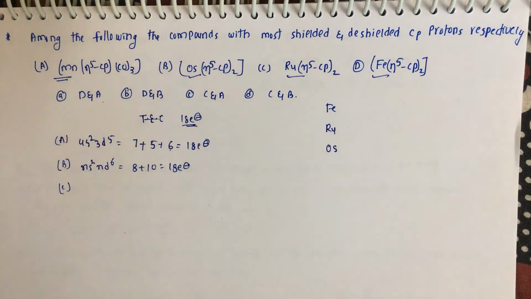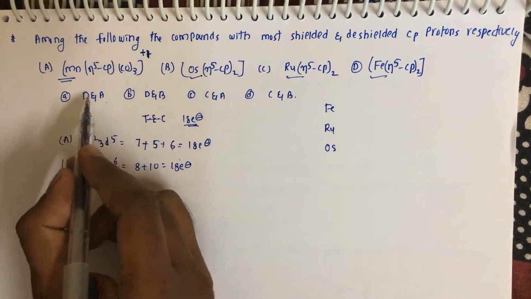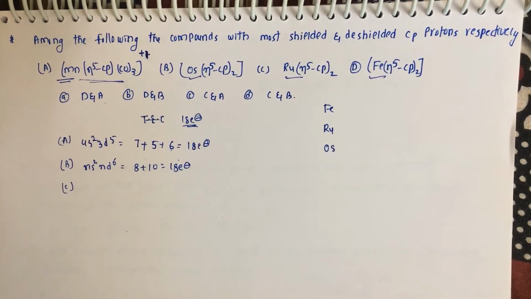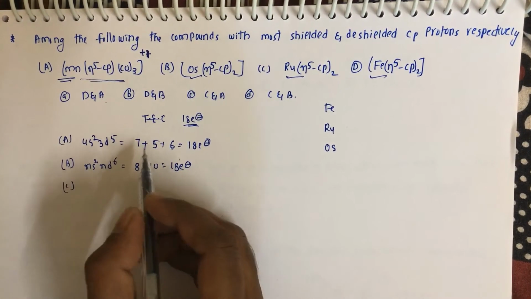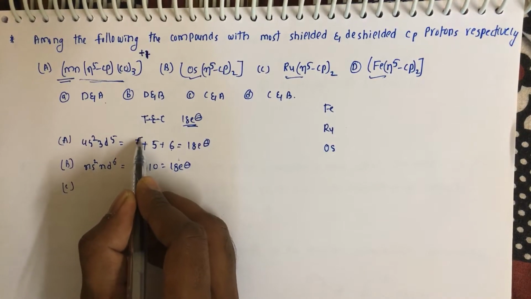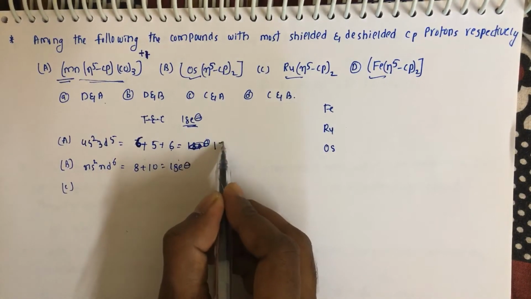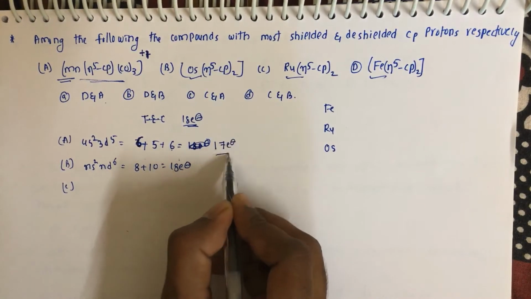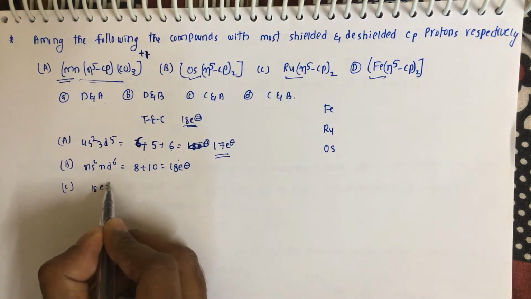Sorry, this complex is present in the +1 oxidation state. So if it is in the +1 oxidation state, here the number of electrons will be 6. So the total electrons will be 17 electrons. And all the remaining three complexes are 18 electron complexes.